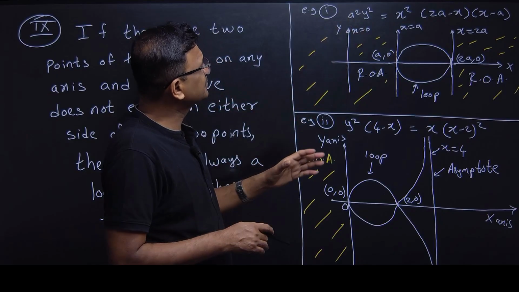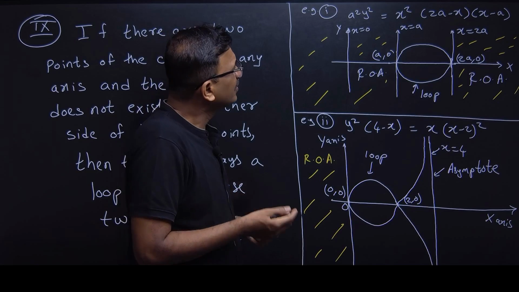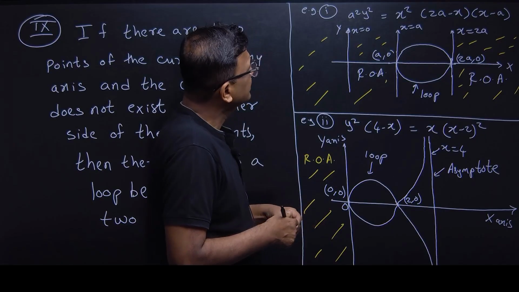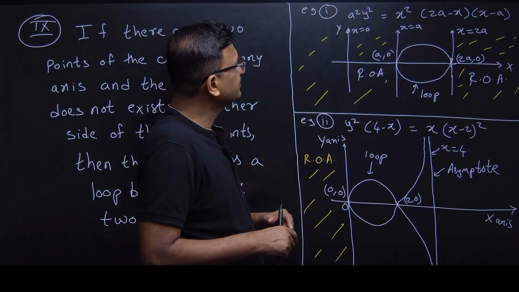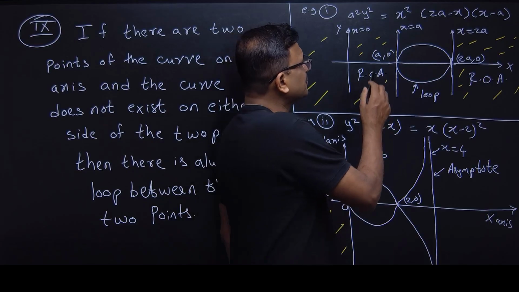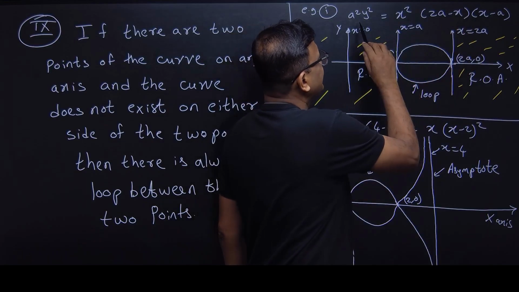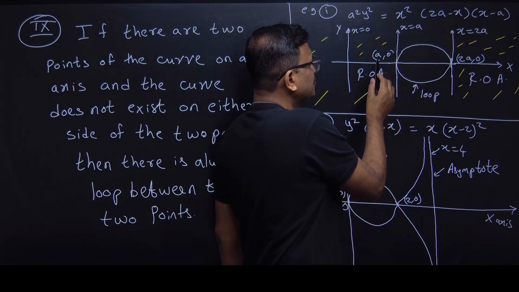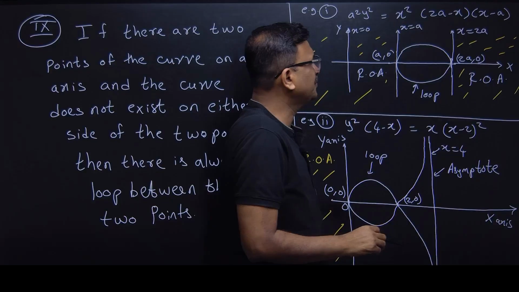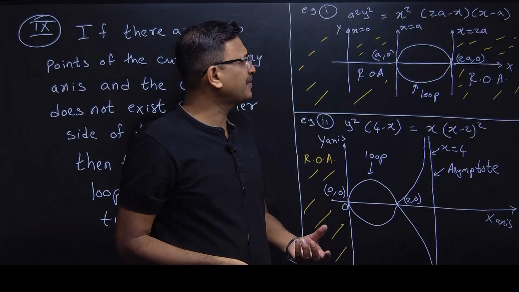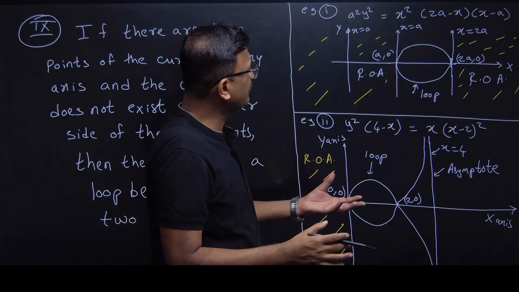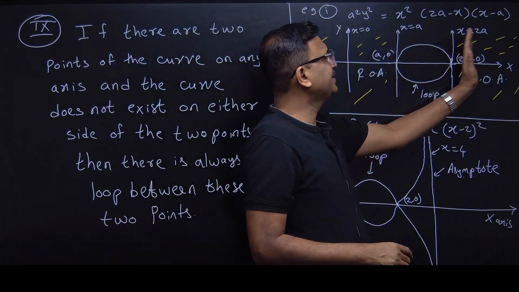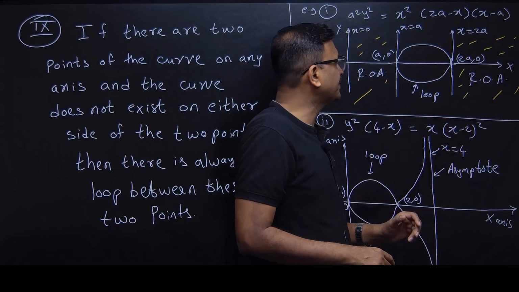We know that the curve will not pass through origin. We have found out region of absence and all that, and we can see that the curve passes through the point a comma 0. If you put x is a, y is 0, put x is 2a, y is 0, so the curve passes through these 2 points a comma 0, 2a comma 0. And after finding region of absence, we have found out that the curve does not exist for x less than a and it does not exist for x more than 2a.